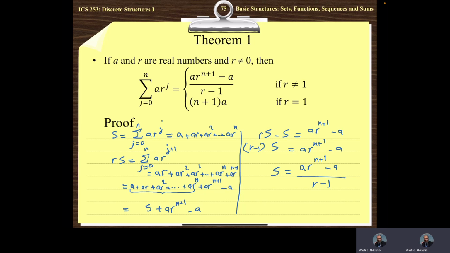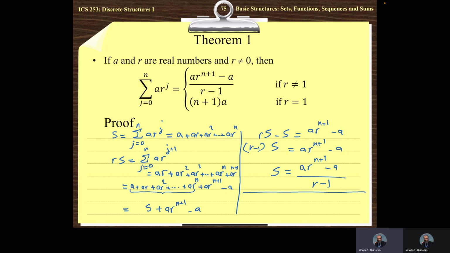Say that again. Oh, thank you for reminding me. This formula is if r is not equal to 1. You see here I'm dividing by r minus 1, right? I'm assuming that r is not equal to 1. Okay, what if r is equal to 1?